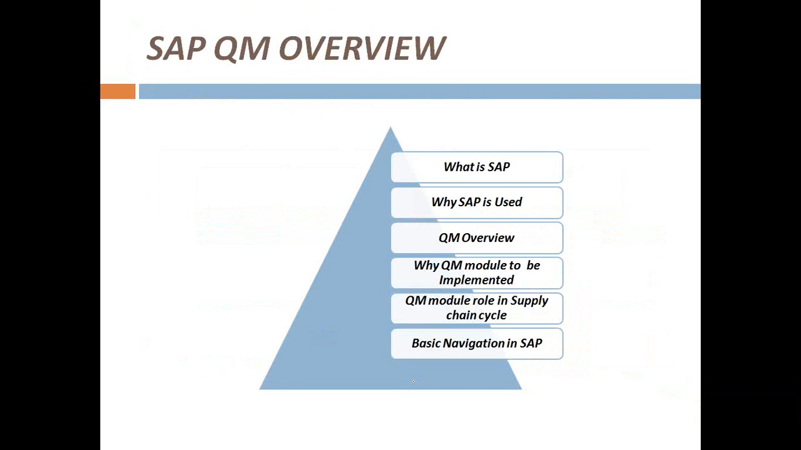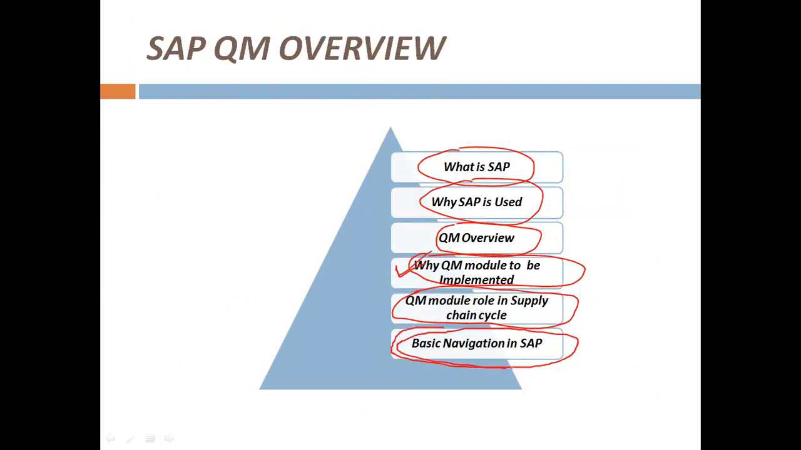Okay, so basically we will see in the overview part, it's like an introduction. So here we will be learning what is SAP, why SAP is used. What is QM module? Why the organizations implement QM module? What are the functions we have in QM module? What is the QM module's role in the supply chain cycle? And then how the navigation happens in SAP. So these things we will learn in the overview part. It's like an introduction basically.